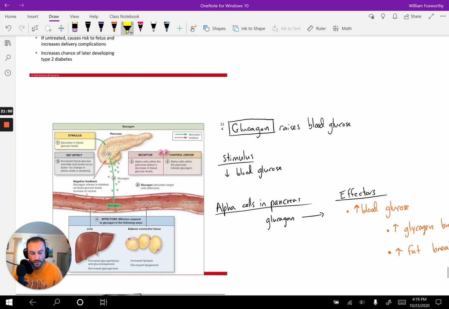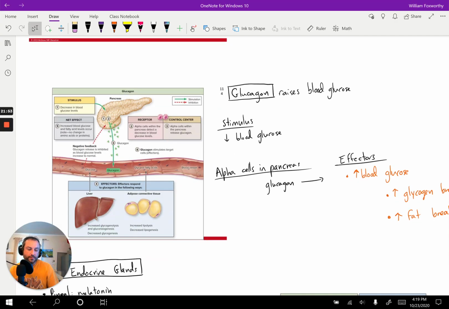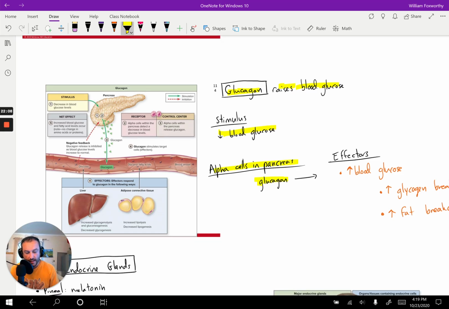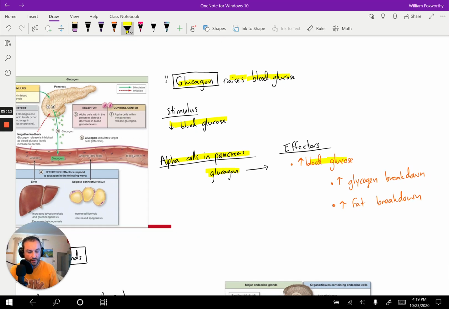Okay, a moment ago we talked about insulin, which lowers blood glucose, and the opposite side of that coin is glucagon, which raises your blood glucose. So the stimulus here is going to be low blood glucose levels. When that occurs, the alpha cells in your pancreas will produce glucagon, and glucagon is going to function to increase blood glucose by promoting the breakdown of glycogen, and it also promotes the breakdown of fat.